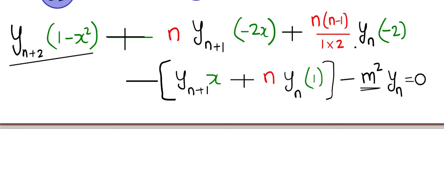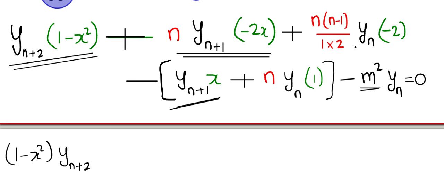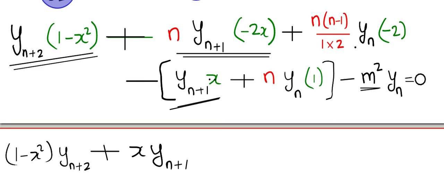Okay, so the first term 1 minus x squared into y n plus 2, and as I promised y n plus 1, but you can see that x will be always accompanying y n plus 1. In most of the problems it happens. I'll put plus and write x into y n plus 1 because in most of the problems I see that. Now minus is there, 2 is there, n is there, minus 2n, and here it will be minus 1.